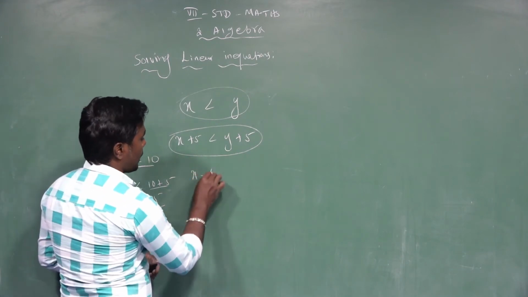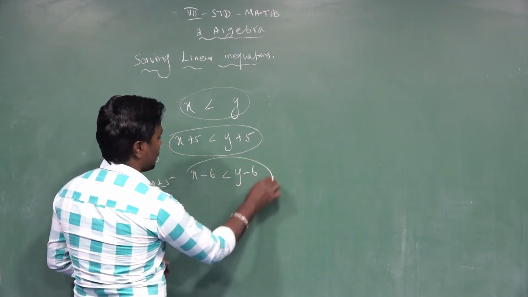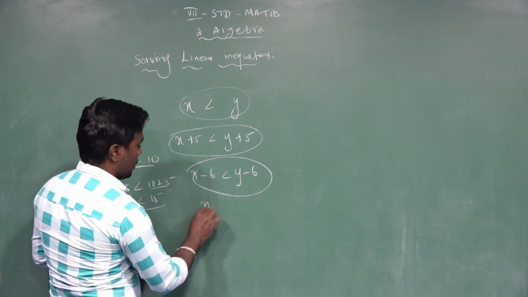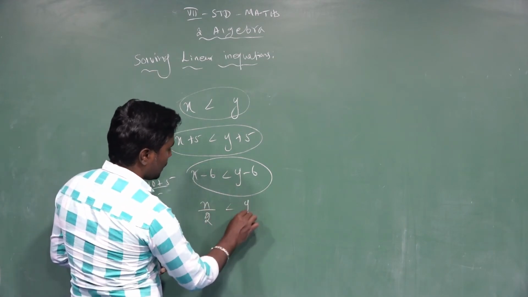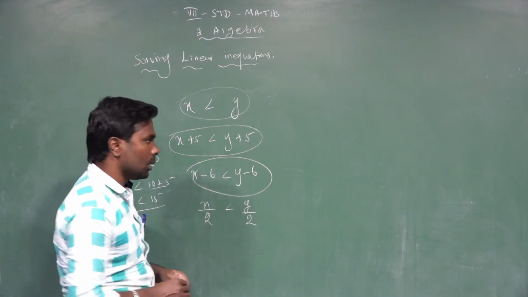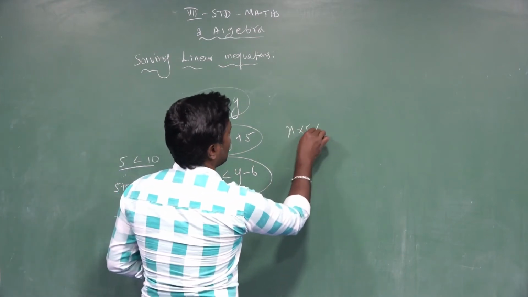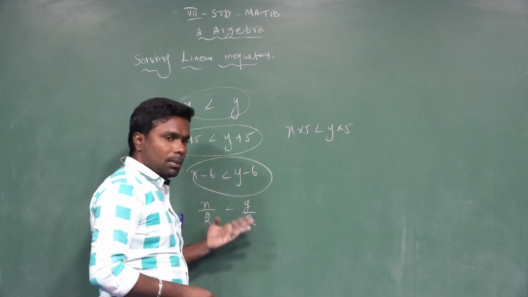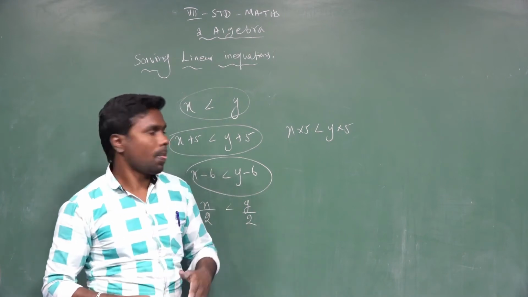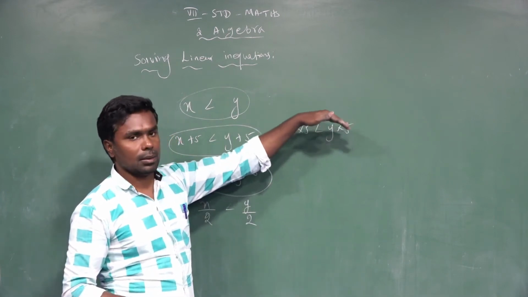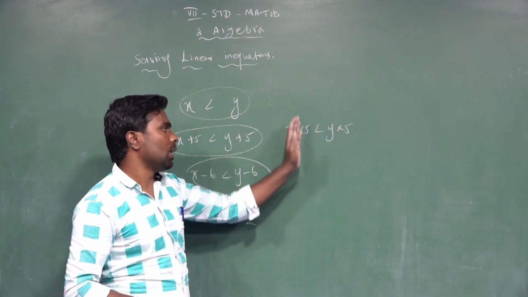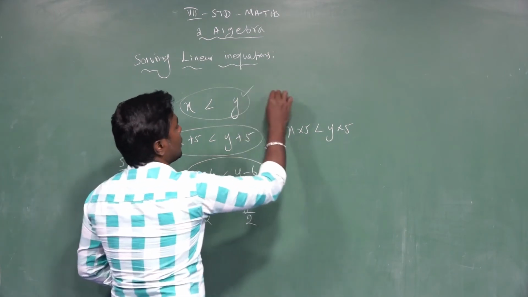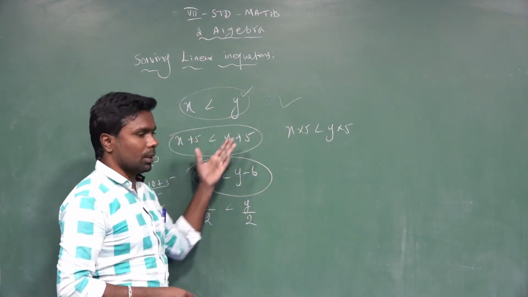For example, x minus 6 less than y minus 6, or x by 2 less than y by 2, or x into 5 less than y into 5. When we add, subtract, multiply or divide both the left hand side and the right hand side by the same number, it does not change the inequation. So it's a very important one.